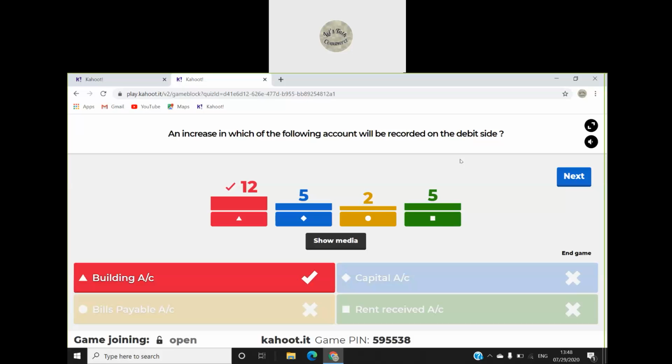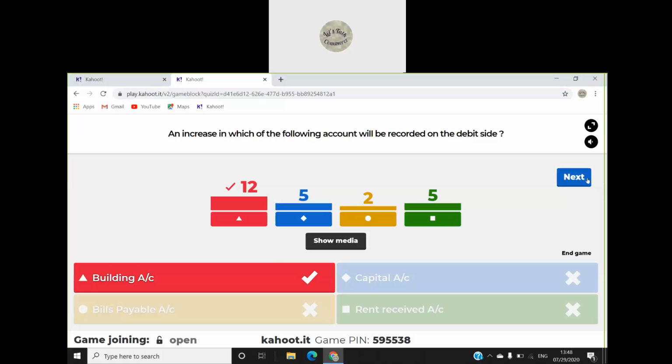Divya is asking why not capital. Divya, we discussed in the class a trick called CLEAR. In the CLEAR, assets and expenses are there. If assets and expenses increase, debit. If assets and expenses decrease, credit. And in the word CLEAR, capital, liabilities and revenues, if they increase, then credit. And if they decrease, debit. That is the rule. Rules of debit and credit.